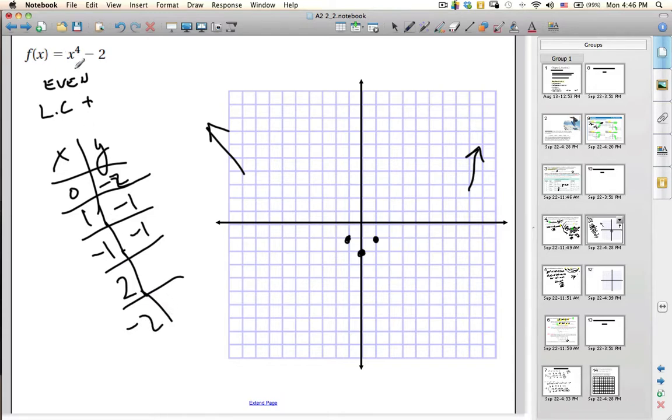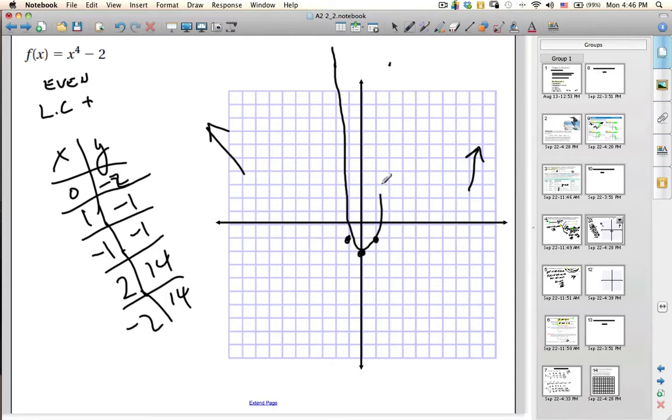So I plug 2 in, 2 to the 4th power is 16. 16 minus 2 is 14. And I know that's going to work for here and here. So really fast this thing shot up, right? So the (2, 14) would be all the way up here. And here's what's interesting now: is this going to change at all?